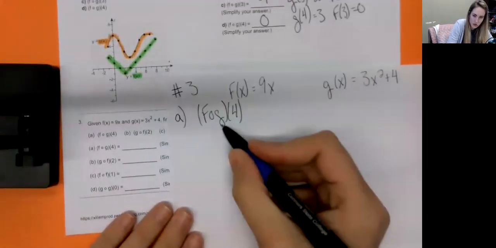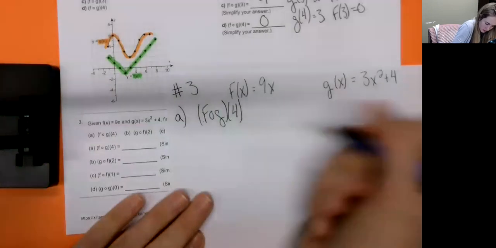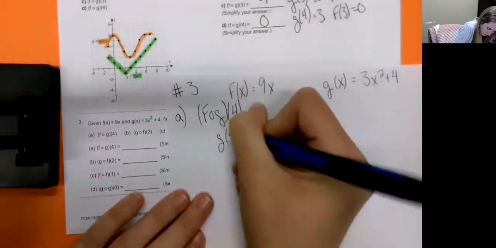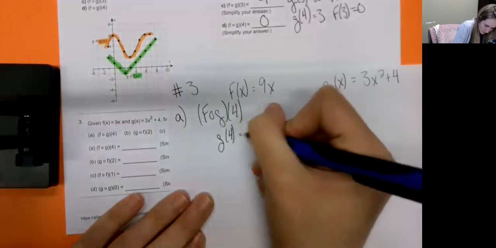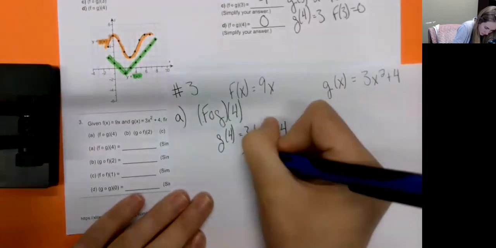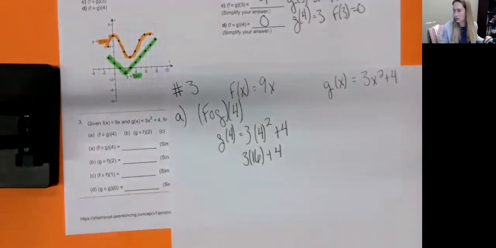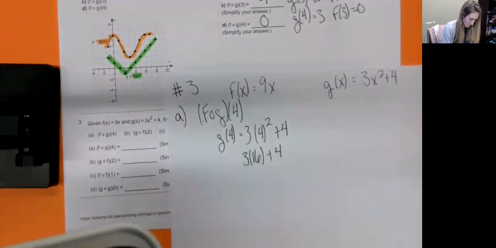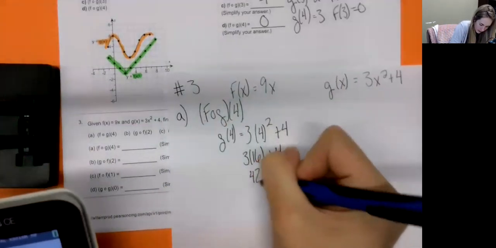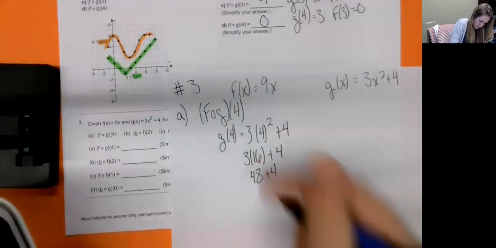Doing like what we were doing previously, first I'm going to find g of 4, and then I'm going to put that into the f function. So we have g of 4, and this was our equation, so it equals 3 times 4 squared plus 4. So 3 times 16 plus 4. I think it's 48, but I'm going to check. So we have 48 plus 4, which is 52.